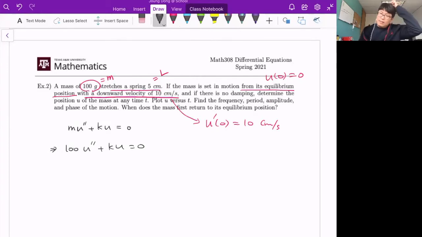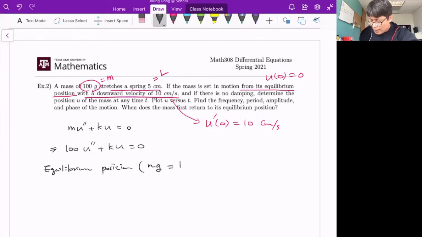What does that mean? The spring force and the gravitational force, which is weight, must be equal to each other, right? So from the equilibrium position, that's what I'm saying, mg must be equal to kL, right? So what is that? Let me use all the units, to make sure you have correct units, okay?